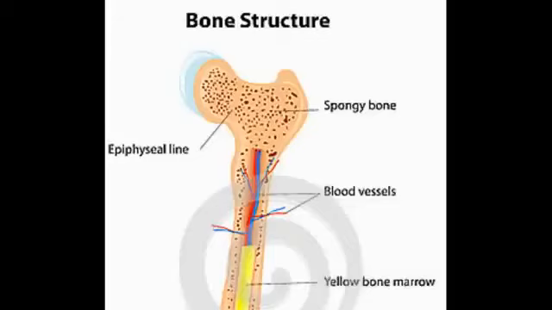Otherwise you'll be an amoeba, a single cell. You don't need bone structure, but you still have intelligence.